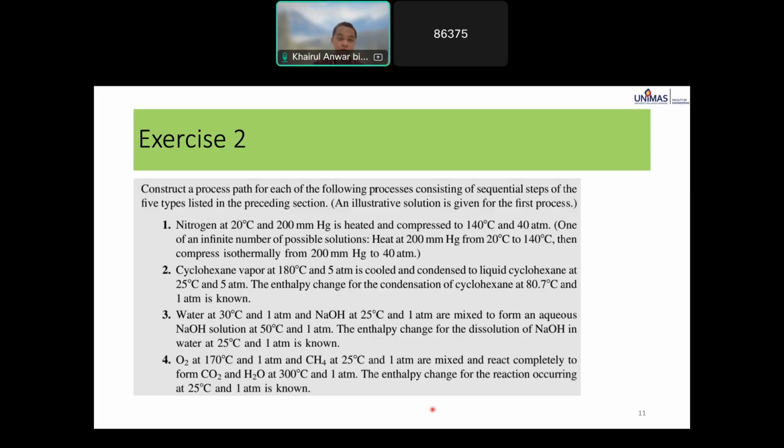Oh, exercise 2. So for exercise 2, you need to draw, just illustrate lah. Just draw the hypothetical pathway.